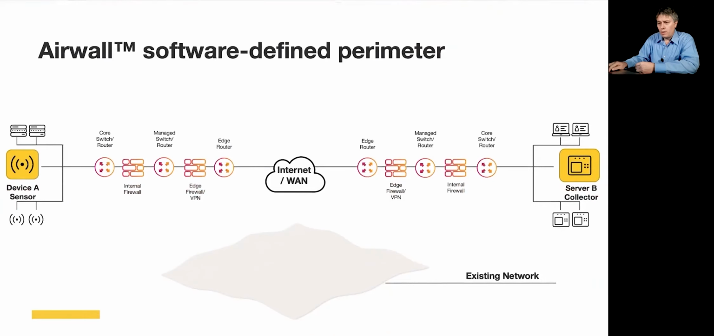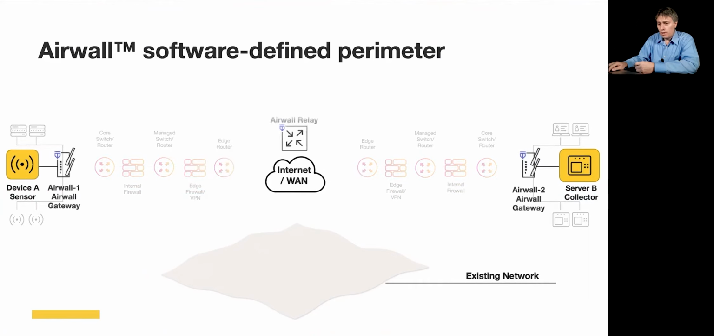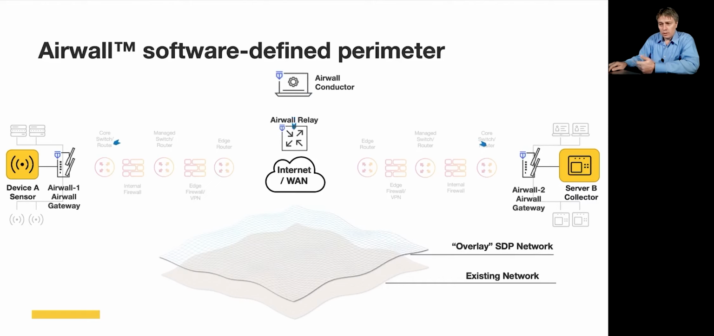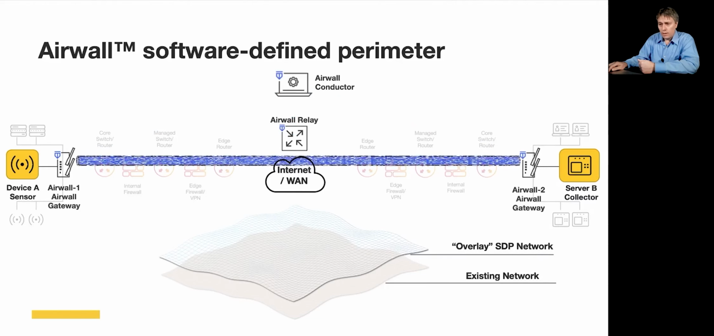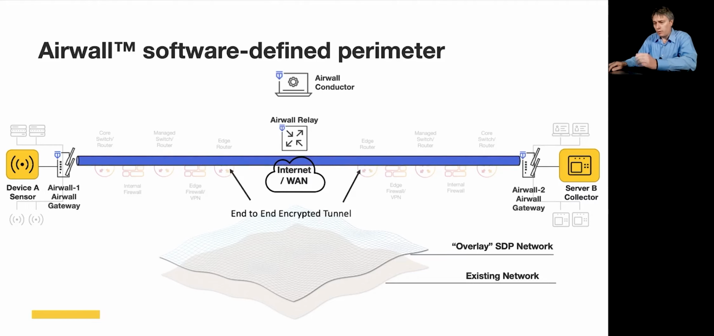So I'm going to show you how Tempered solves this problem with Airwall. We're simply going to allow you to go in and establish a new perimeter in your network right in front of that device. So now we're protecting your internal network from that device, and we're going to allow you to send data from device A to server B through an encrypted tunnel. So let's jump into a demo and I'll show you how it's done.